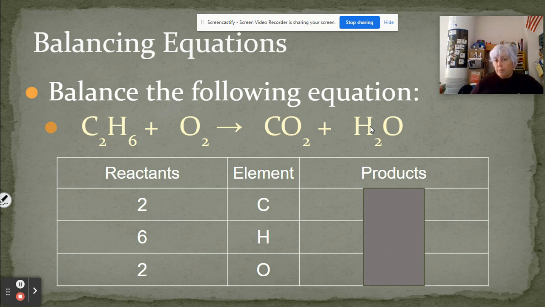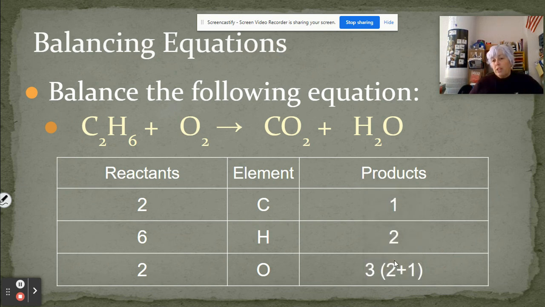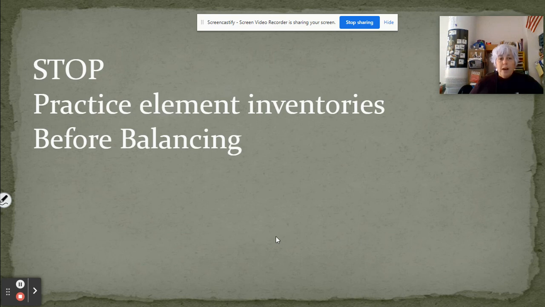1 carbon, 2 hydrogens. How many oxygens? Well, there is 2, but don't forget about this oxygen. So sometimes I like to write it like that, so I remember, oh, oxygen is in 2 different places. All right, we're going to stop there and give you some practice in element inventories before we start balancing equations.